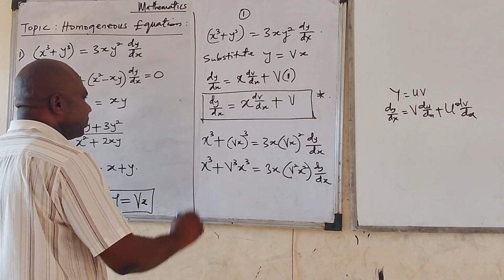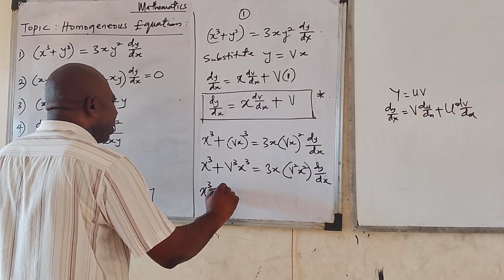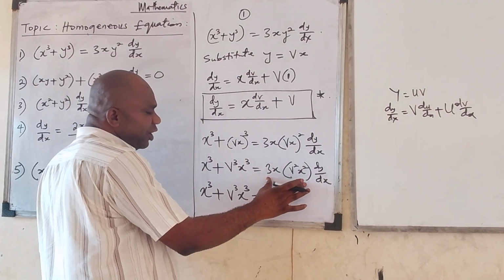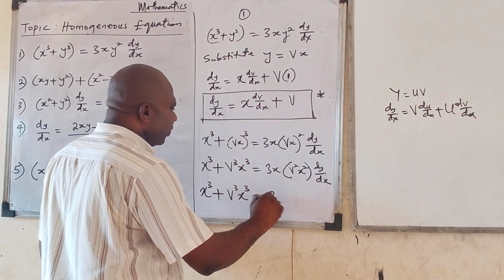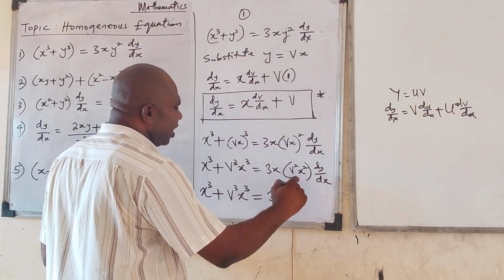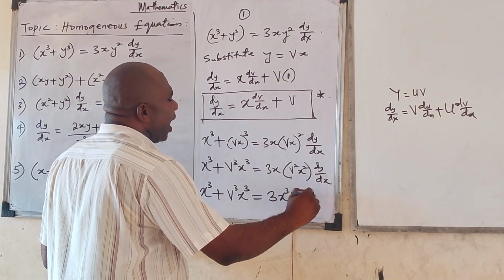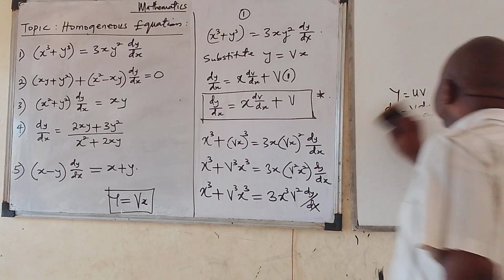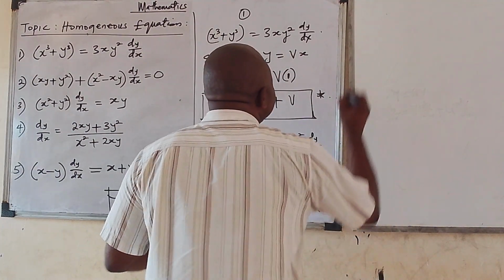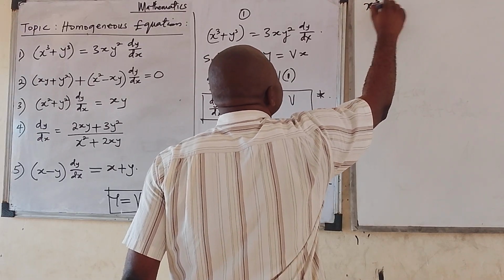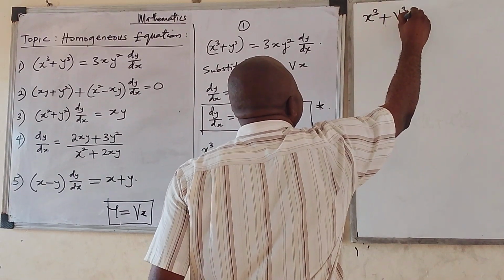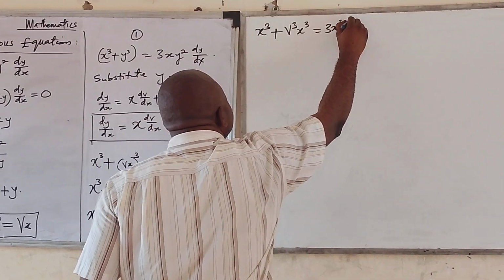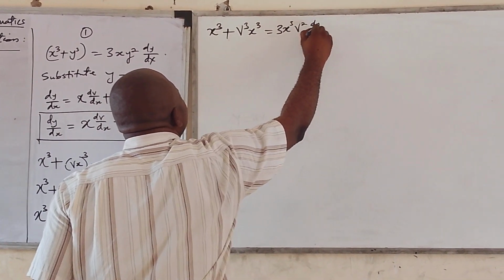So it therefore means that here x raised to the power of 3 plus v raised to the power of 3, x raised to the power of 3 will be equal to, now multiplying this, 3x times v squared x squared, that will give us 3x raised to the power of 3. And here we have v squared, dy over dx. So now it means here we have x raised to the power of 3 plus v raised to the power of 3, x raised to the power of 3 is equal to 3x raised to the power of 3 v squared, then we have dy over dx.